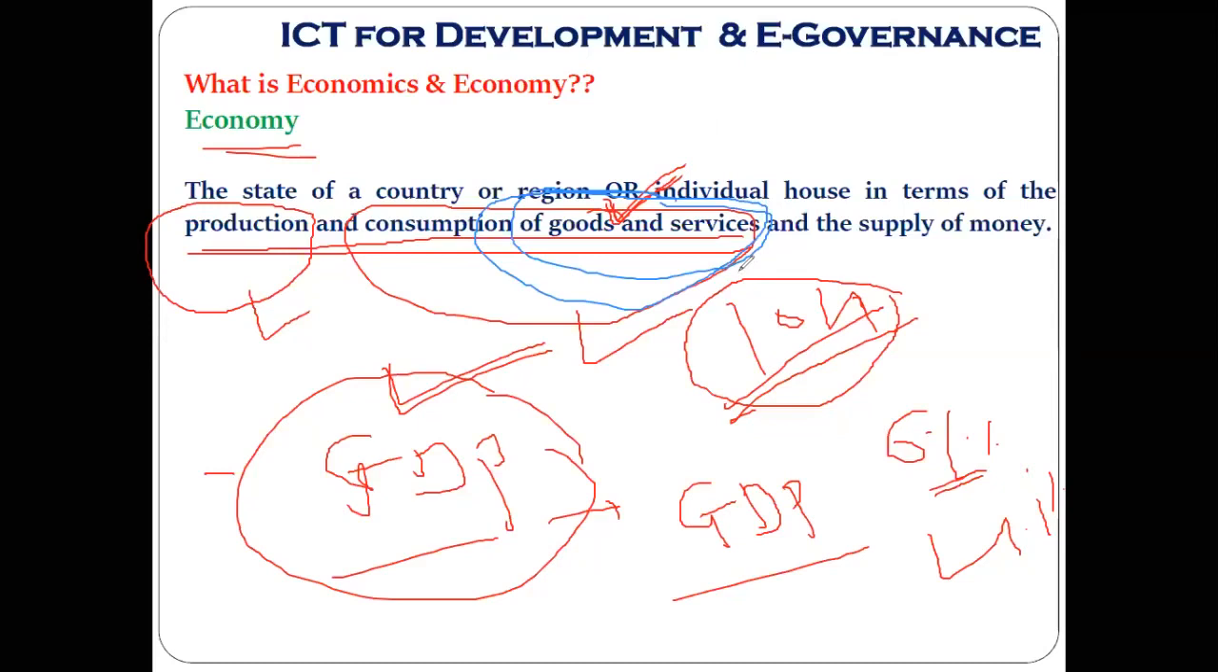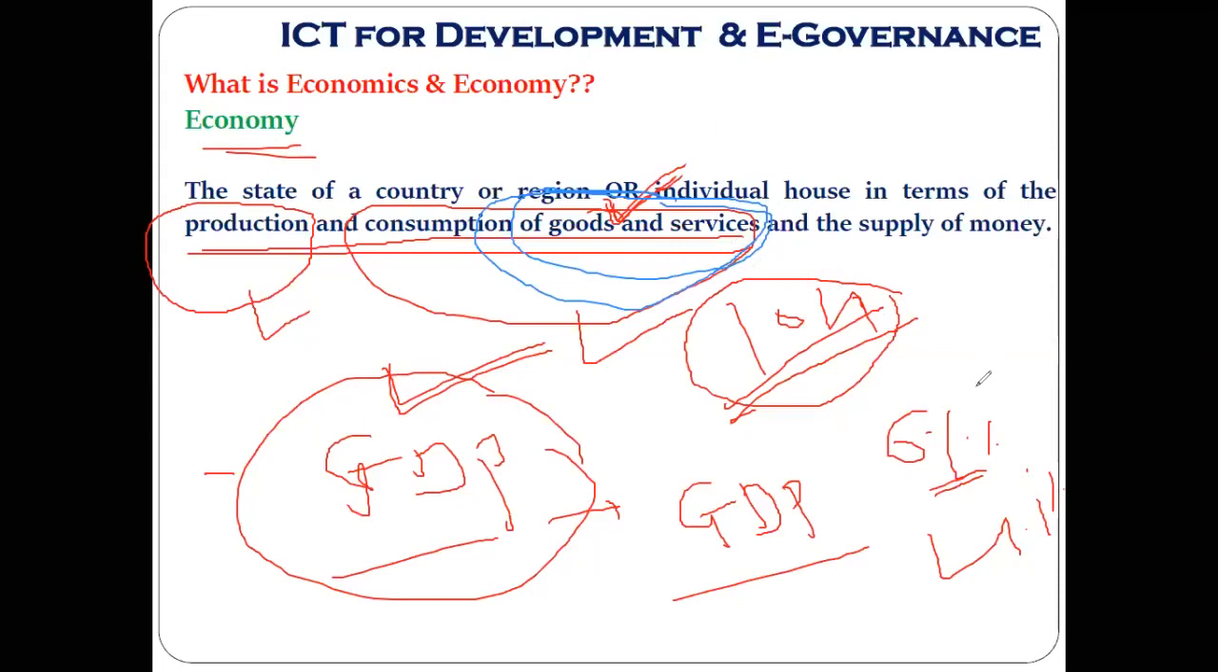Yes, sir. As an employee, I am giving tax to the government. That also comes under the GDP. Understood? Everything comes under the GDP, because I am giving a service, so I am also paying tax for that. So all this comes under goods and services.